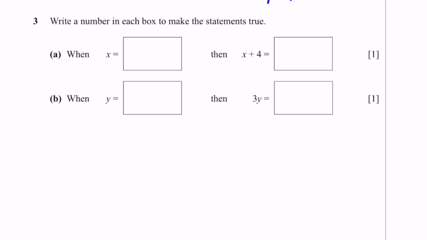Move on to question 3. Write the number in each box to make the statements true. When x is equal to dash, then x plus 4 is equal to dash. Then when y is equal to dash, then 3y equals dash. Over here, let's just write some random numbers. Let's write 5 and 7. So when x is equal to 5, x plus 4 is 5 plus 4, which is 9. Y equals 7, 3y equals 21.